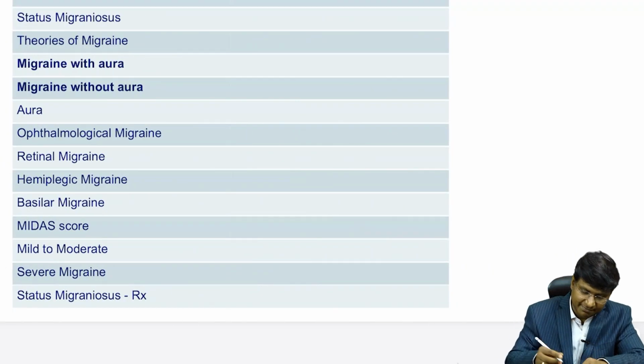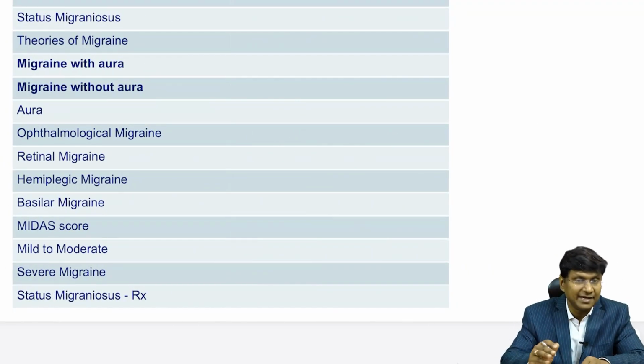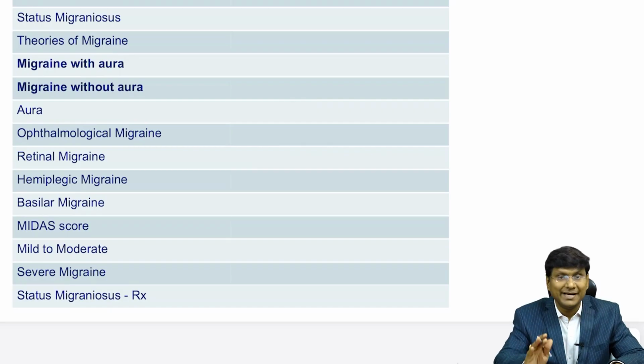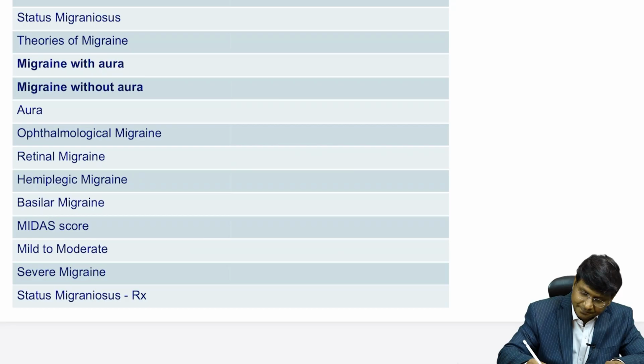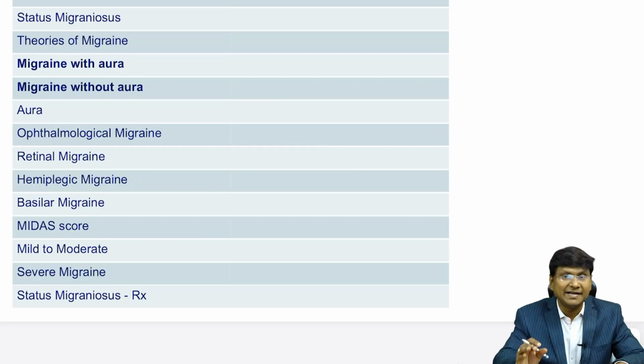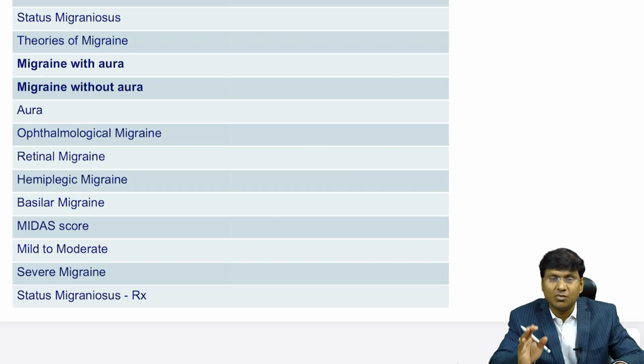So if you take this migraine, how is this migraine being defined? Migraine is the second most common cause of primary headache. What is the most common cause of primary headache? That is tension headache. Whereas the second most common cause is the migraine, and this is usually episodic in nature.